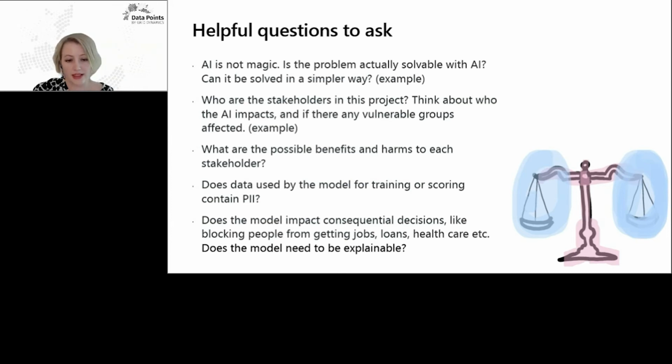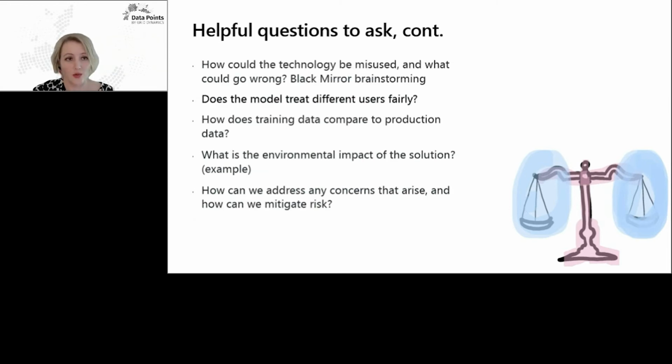And in many of these use cases, the model needs to be explainable. So we ask, do we need an especially trustworthy and transparent algorithm in this case? Because some machine learning models are more transparent and interpretable than others. We also ask how the technology could be misused and what could go wrong. And we call this Black Mirror brainstorming. And it's named after the UK TV series where they explore how technology can be misused.